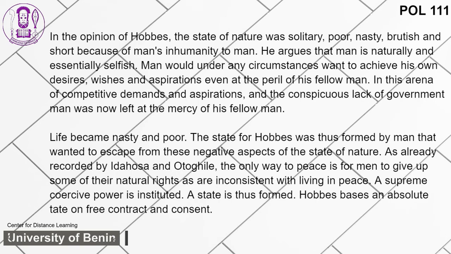Life became nasty and poor. The state for Hobbes was thus formed by a man that wanted to escape from these negative aspects of the state of nature. As already recorded by Idahosa and Odergyle, the only way to peace is for men to give up some of their natural rights as are inconsistent with living in peace. Supreme coercive power is instituted. A state is thus formed. Hobbes bases an absolute state on free contract and consent.